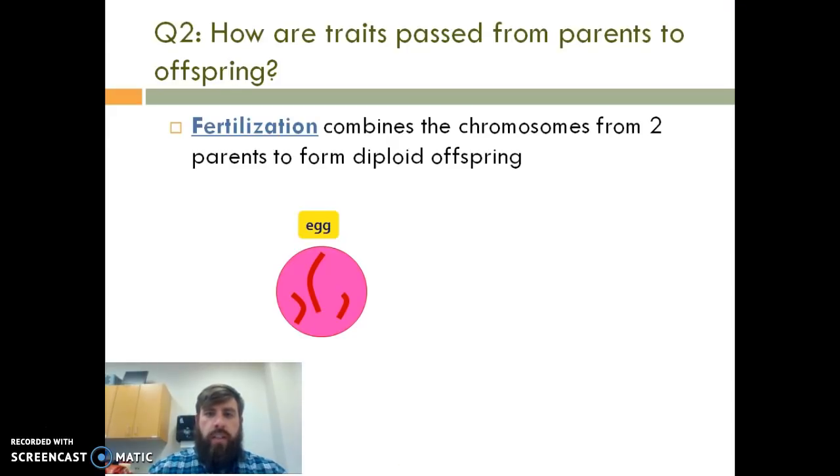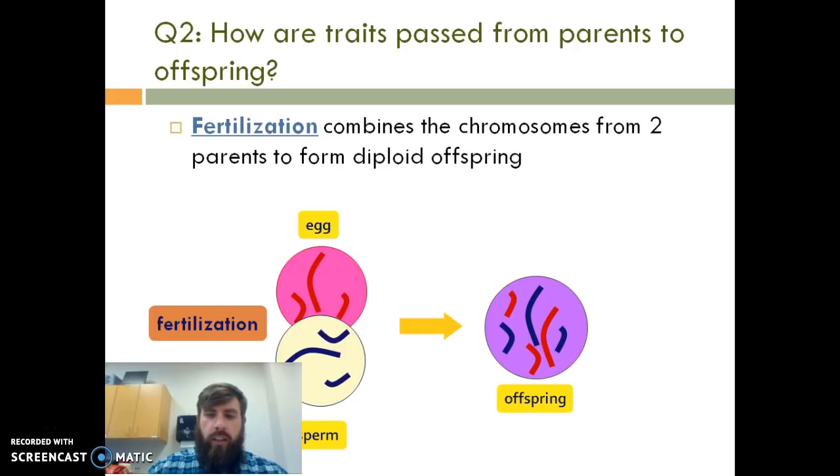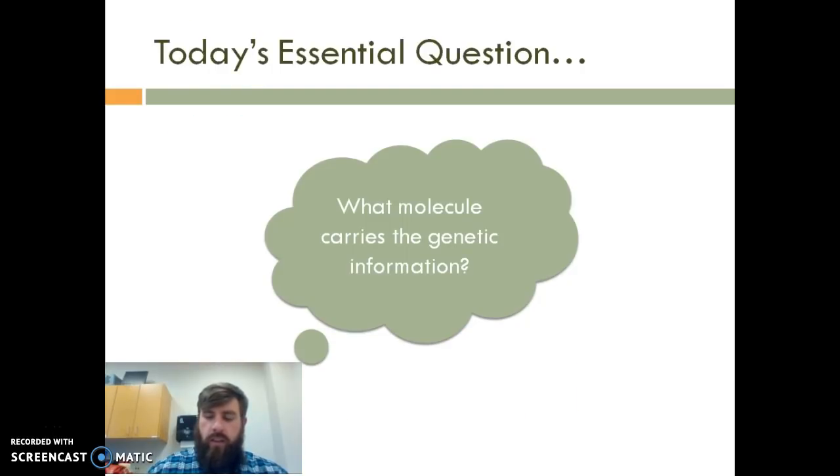So fertilization is a combination of the chromosomes from the 2 parents to form a diploid offspring, sperm and egg, going through. I forgot about the noise, so I'm going to take that off. And then we have our little zygote, and that little zygote turns into all of you at some point in time. What we're really looking at today is our essential question: what molecule carries genetic information?